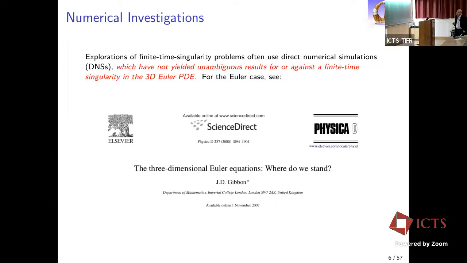Now, explorations of finite time singularity problems often use direct numerical simulations. Unfortunately, for the three-dimensional Euler or the three-dimensional Navier-Stokes case, these numerical investigations have not yielded unambiguous results for or against a finite time singularity. And the situation up to about 2007 was summarized in this paper by John Gibbon. Very distinguished scientists have worked in this area, and that just tells you that it's a very hard problem. And they've tried many, many things.